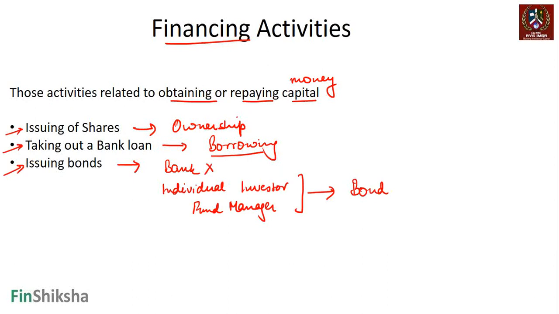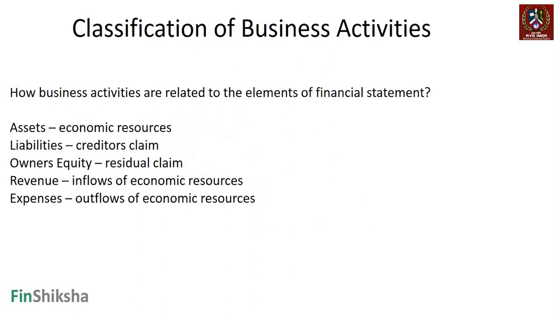You can use the money for either running the day-to-day activities of the business, or you can use the money to fund future growth of the business. Depending on what you are doing, everything will get classified into these three activities. How are these business activities related to elements of financial statements?